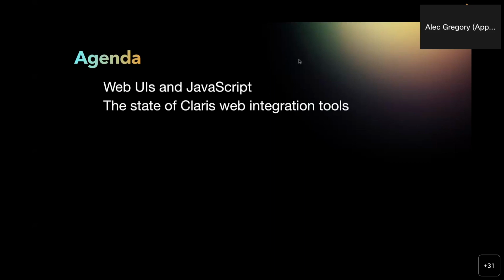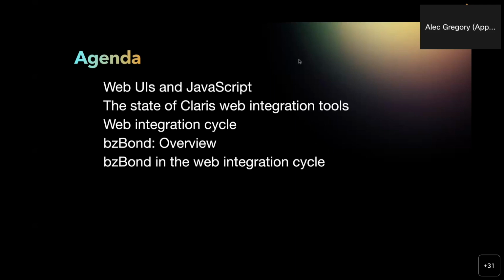Then we'll take a step back, just look at where we are with Claris web integration tools and where we've been. We'll then look at something I'm calling the web integration cycle, which is a workflow for managing web integrations in FileMaker apps. Then we'll look at the open source product, bzBond. We'll do a quick overview of it, and then we'll look at it in a bit more detail in the context of the web integration cycle.